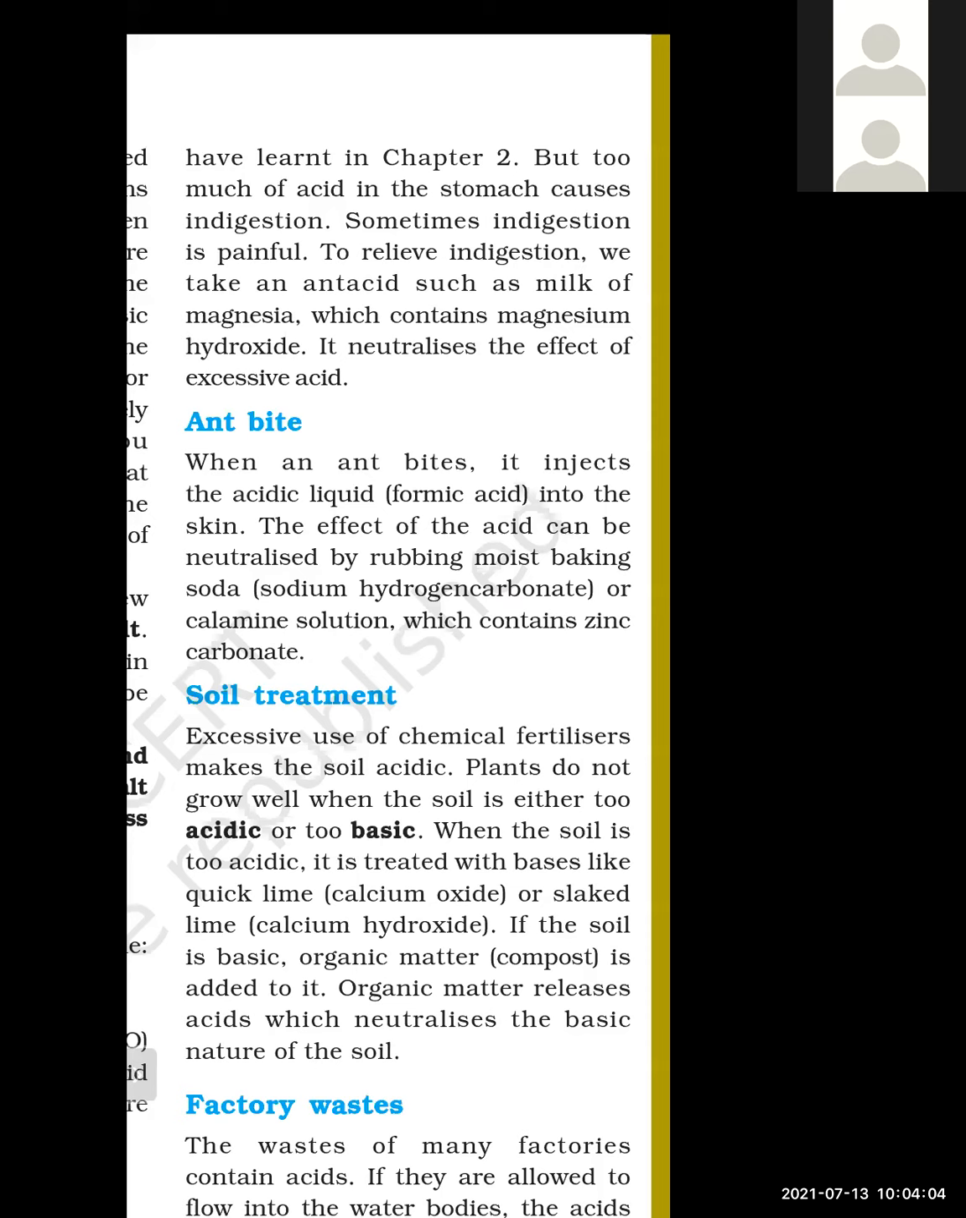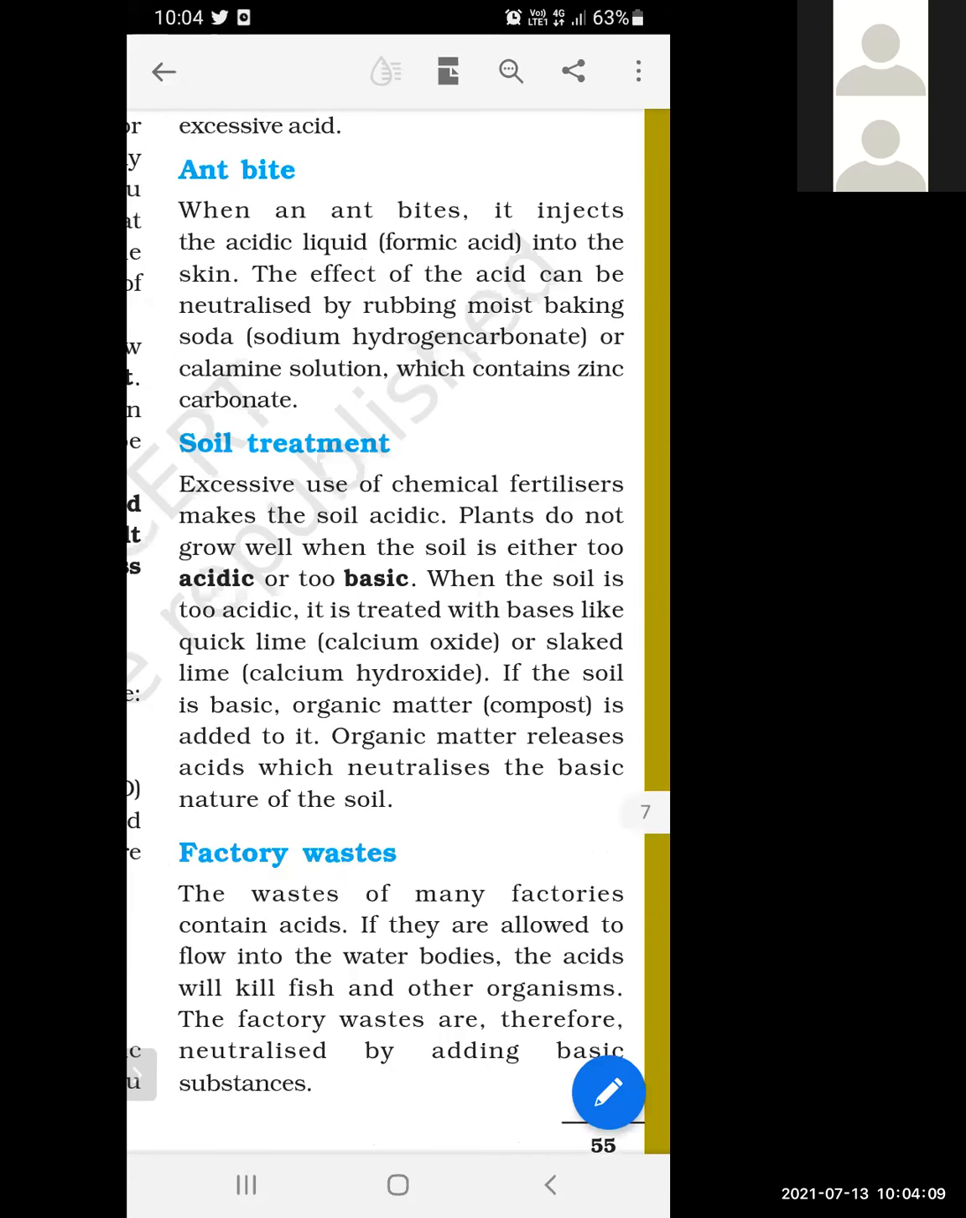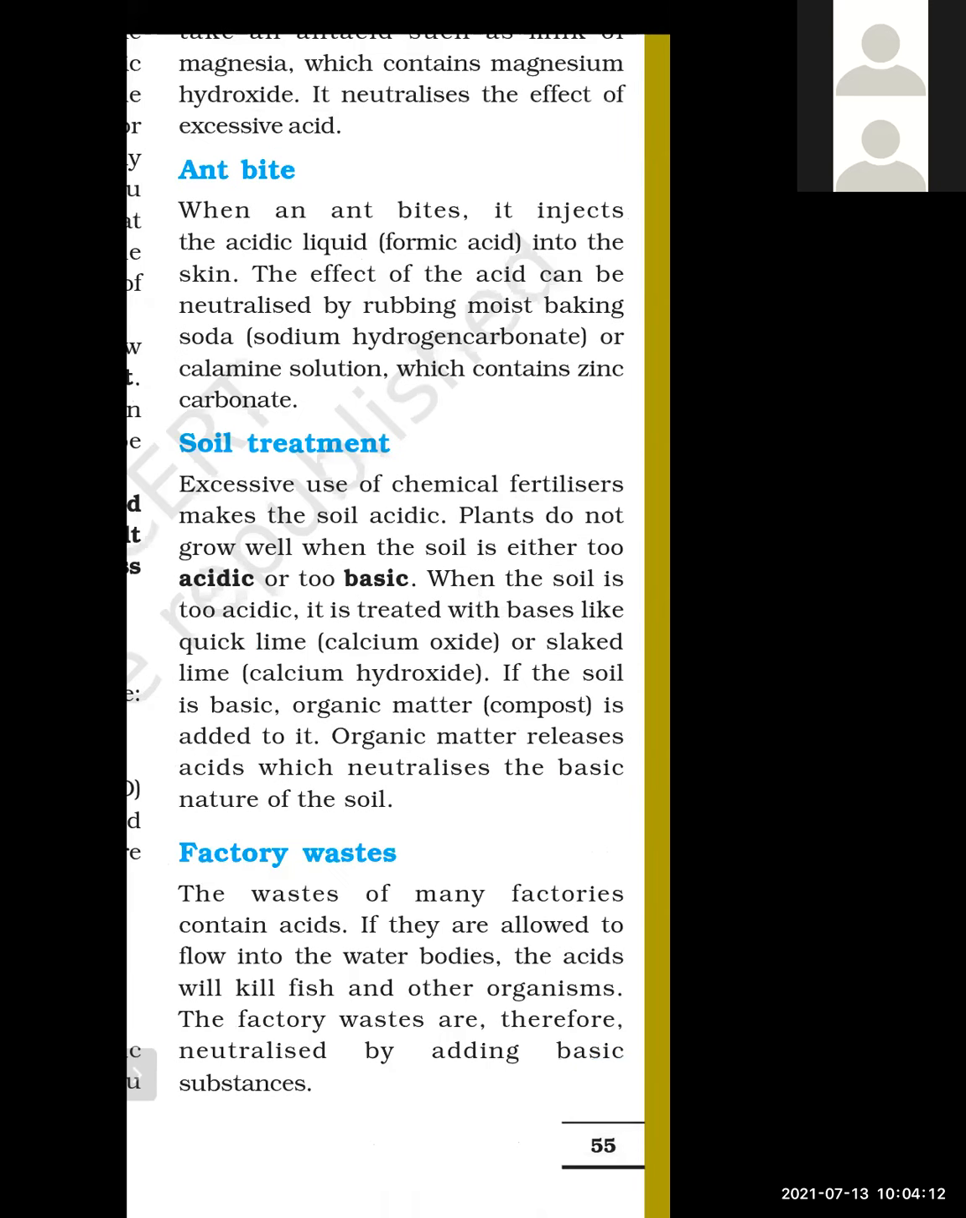Next is soil treatment. Excessive use of chemical fertilizer makes the soil acidic, and if the soil is too acidic, we can add some basic substance like quicklime or slaked lime to neutralize the effect of the acid. And if the soil is too basic, we will use some organic substance like compost or manure, because compost and manure are acidic in nature and they will neutralize the effect of that excessive base.